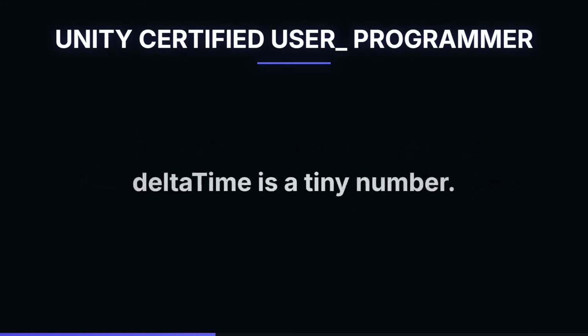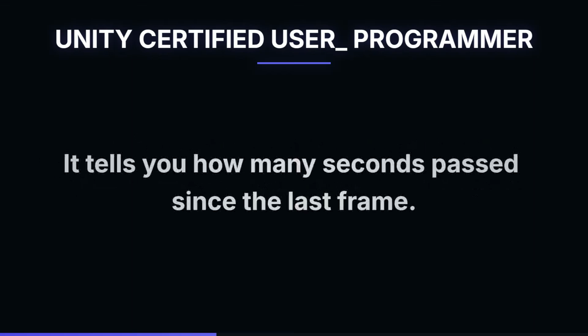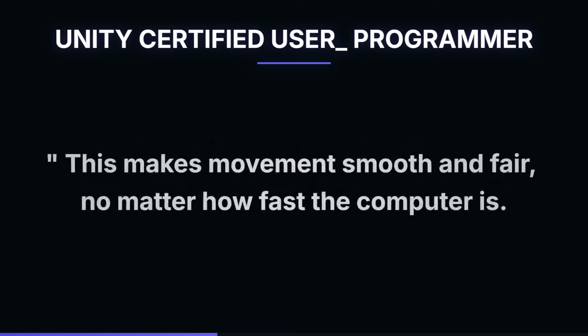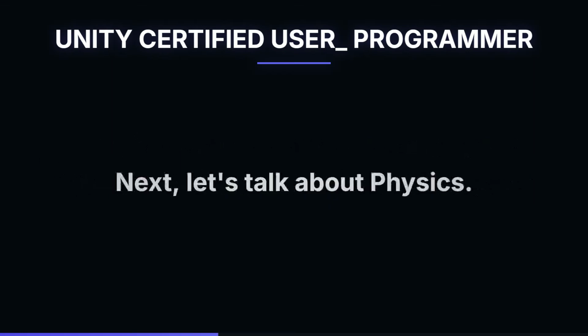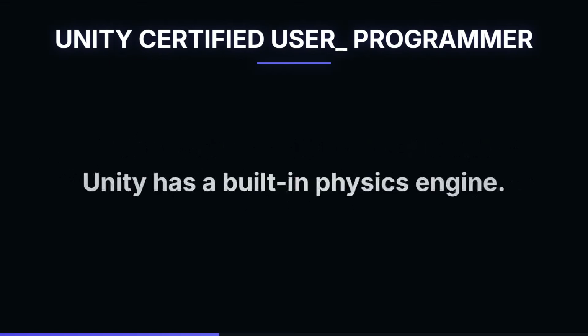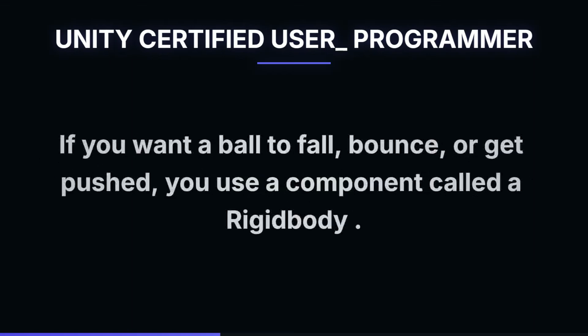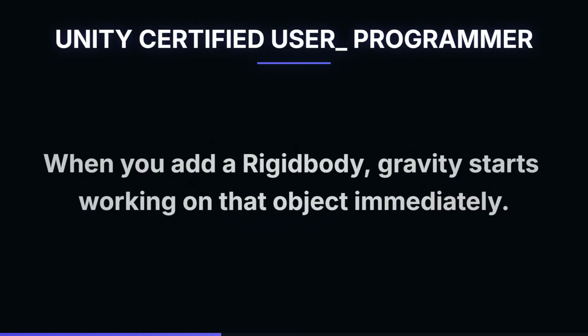Delta time. Delta time is a tiny number. It tells you how many seconds passed since the last frame. This makes movement smooth and fair, no matter how fast the computer is. Next, let's talk about physics. Unity has a built-in physics engine. If you want a ball to fall, bounce, or get pushed, you use a component called a rigidbody. When you add a rigidbody, gravity starts working on that object immediately.